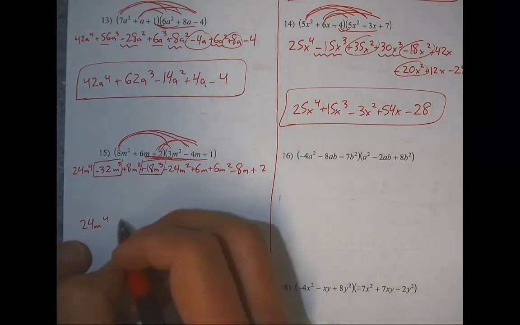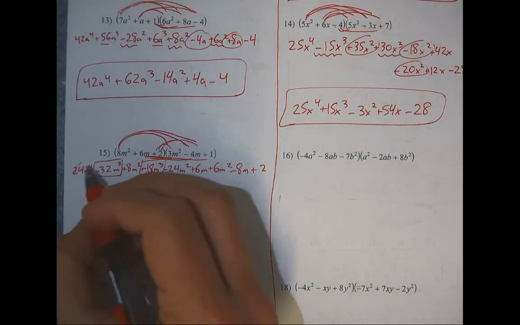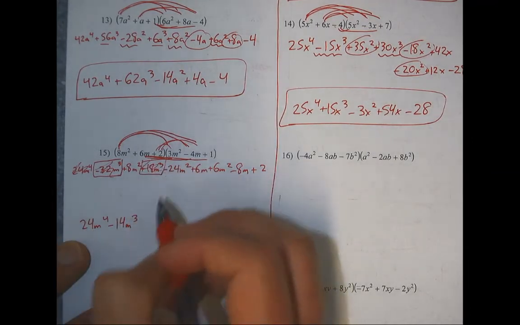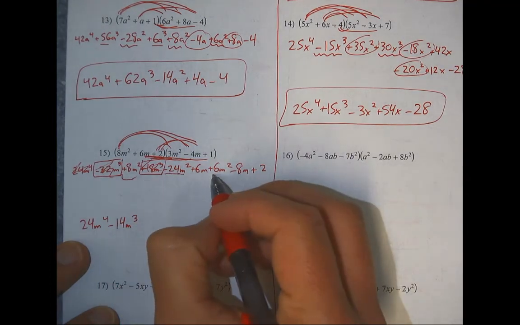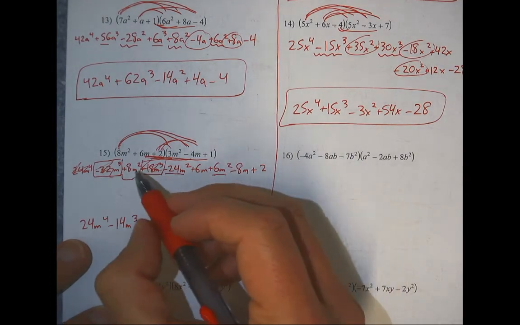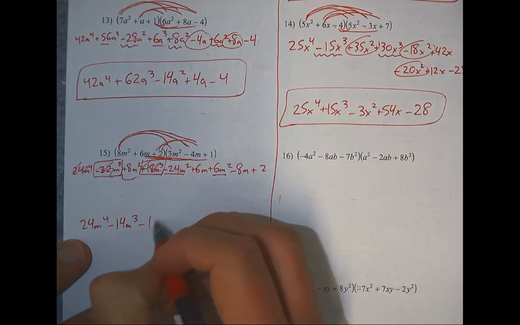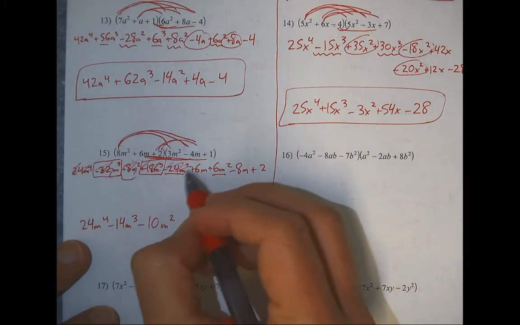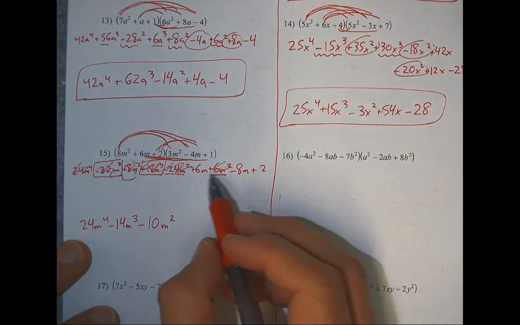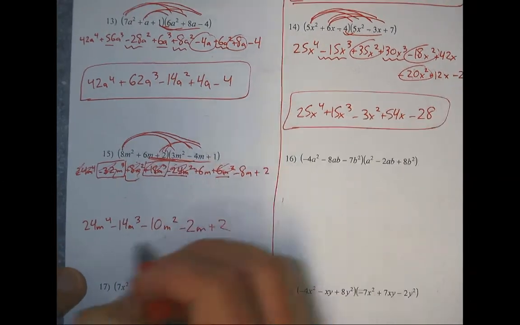Looks like 2 of them. That's negative 14m to the third. So I've taken care of this, and this, and this. I got a squared, and I got a squared, and I got a squared. So 8 and 6 together would be 14. Negative 24 makes negative 10m squared. So done, done, done. To my m's, 6 minus 8 is negative 2, and then a plus 2.